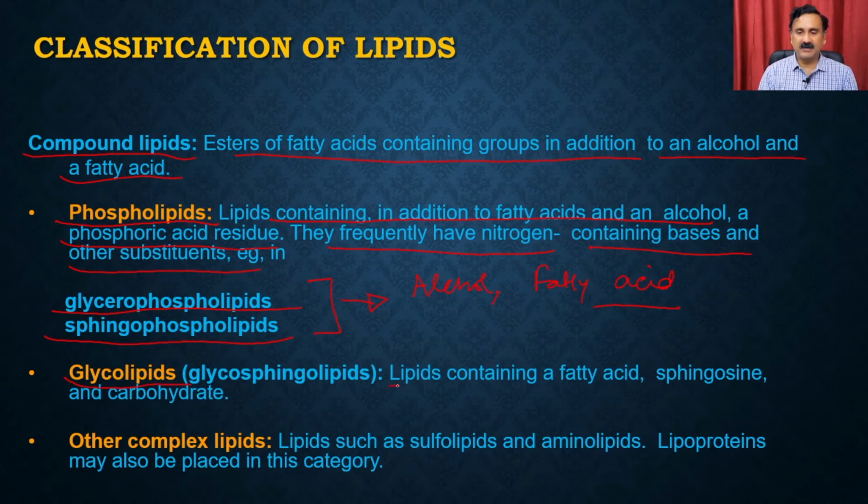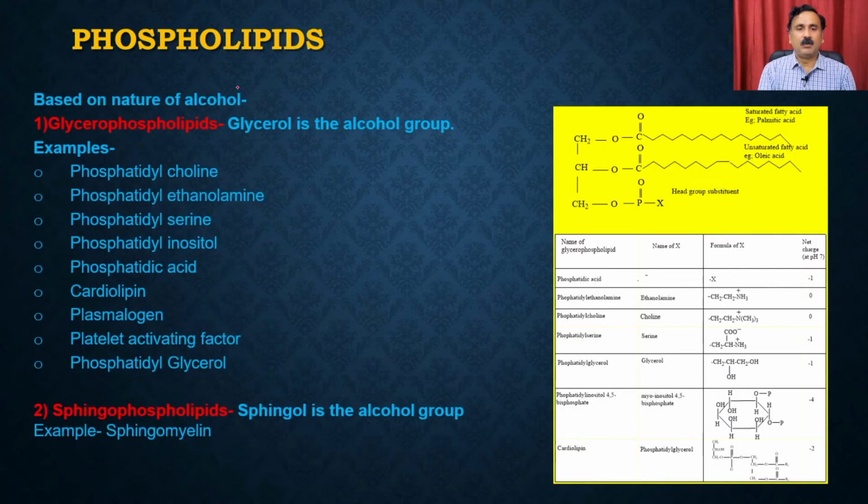So lipids containing a fatty acid, sphingosine, and carbohydrates are called the glycolipids. And then we have the other complex lipids such as the sulfolipids and aminolipids. Lipoproteins are also found under this category. So let's talk first about the phospholipids. In a compound lipid, I have taken an example of the phospholipids. Based on the nature of alcohol, it could be glycerophospholipids or sphingophospholipids.